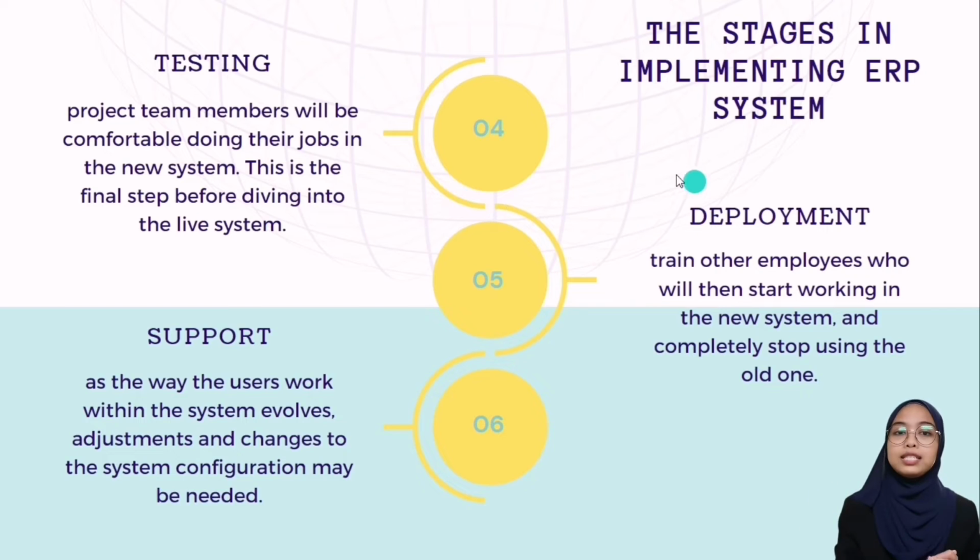The fifth step is deployment. The project team and implementation team will assess the situation and make the final go or no-go decision. Prior to going live, the final data will be loaded and validated. The project team will train other employees who will then start working in the new system and completely stop using the old one. The last stage is ongoing support.